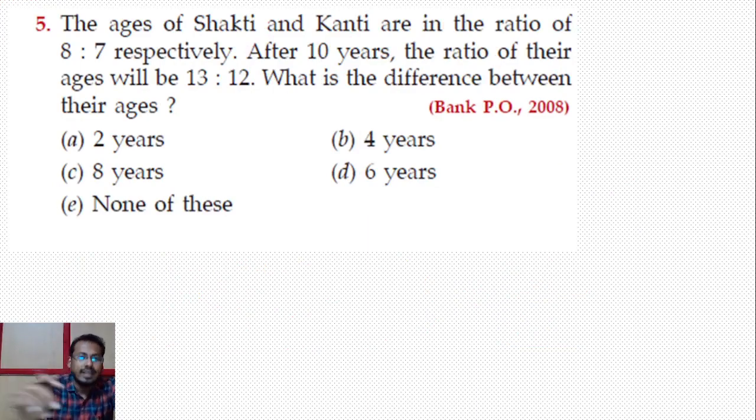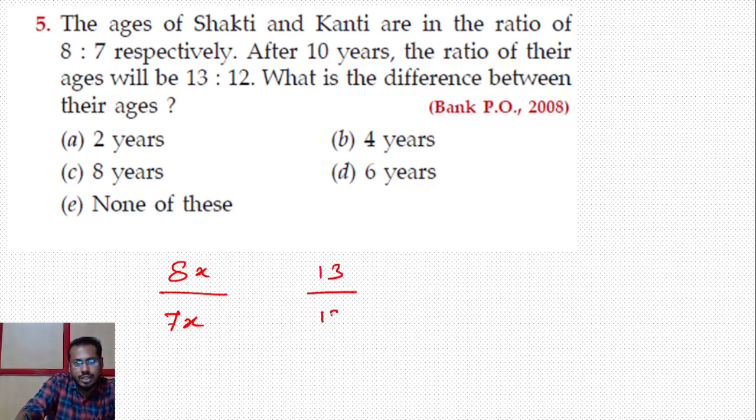The ages of Shakti and Kanti are in the ratio of 8:7. So don't read this question. Just write 8x and 7x. After 10 years the ratio will be 13 over 12. Why? Because after 10 years, so plus 10 and plus 10. Just put an equal to mark, cross multiply, and you will get the answer. They want the difference of their ages.